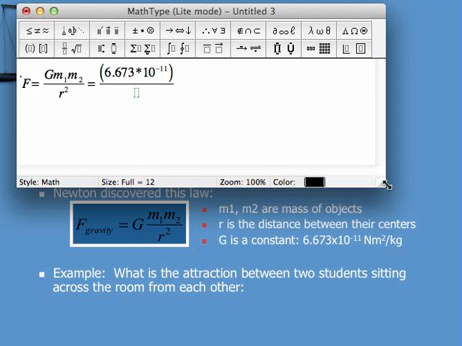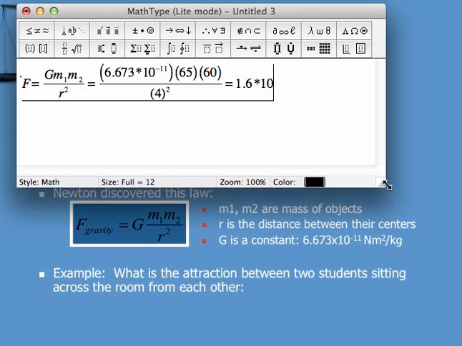And we need some masses. We'll call you 65, and she's a little smaller than you, maybe 60 kilograms. And across the room from each other, so maybe 4 meters apart. So now that has to be squared. When you type all these numbers in, you get 1.6 times 10 to the negative 8th power, and that would be in newtons.